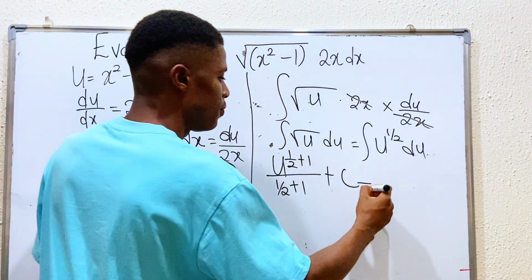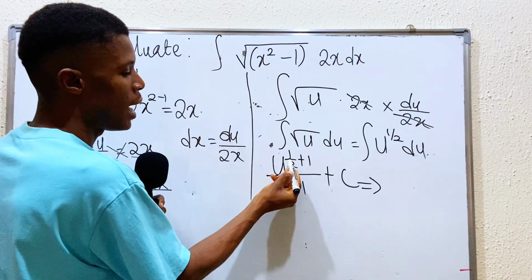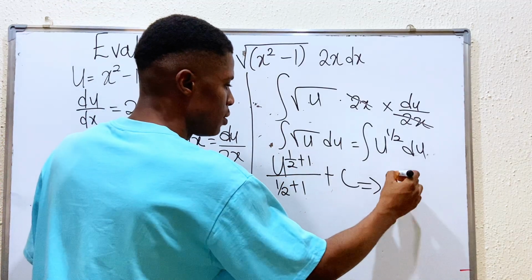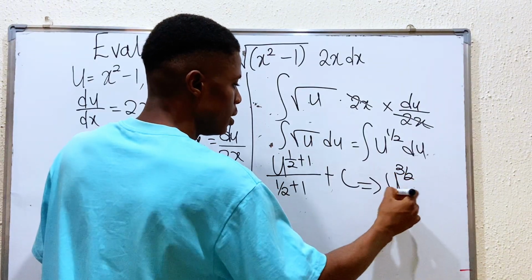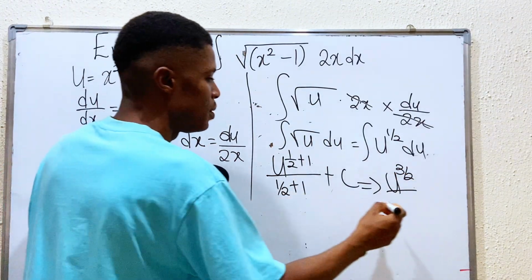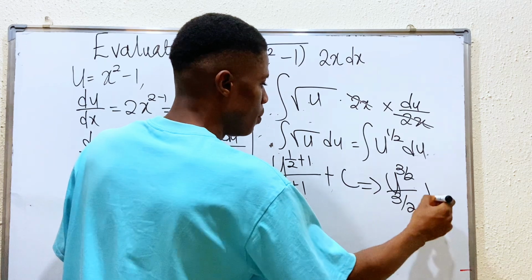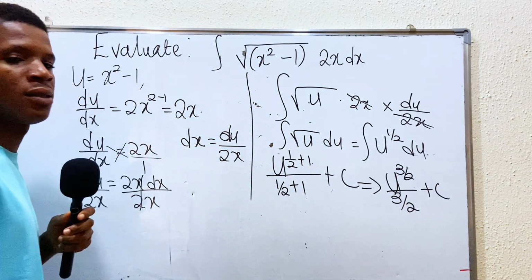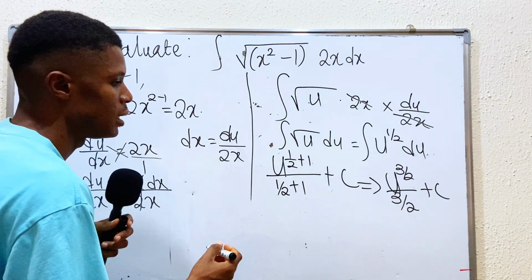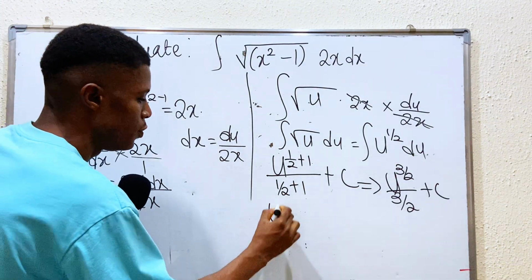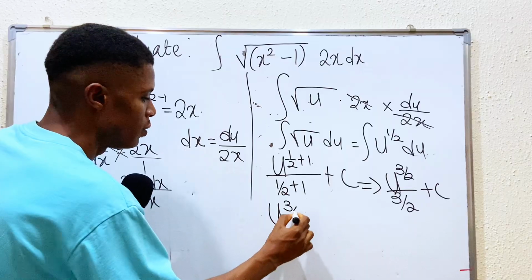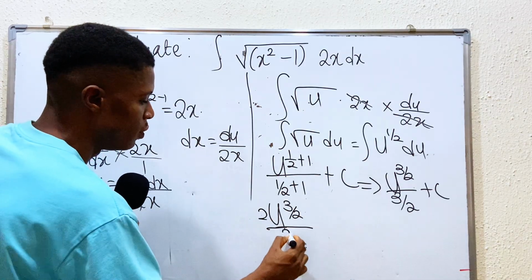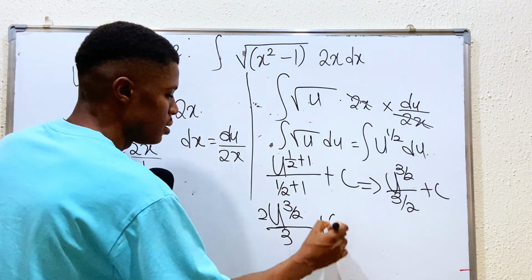And this can now be further simplified as, when you add half to 1, you have 3 over 2. That's u to the power of 3 over 2 divided by, if you do the same here, you also have 3 over 2, plus c. So from the rule of fractions, we can now reverse the whole thing. If you reverse the whole thing, you have u to the power of 3 over 2, and this will now be 2 over 3, then plus c.